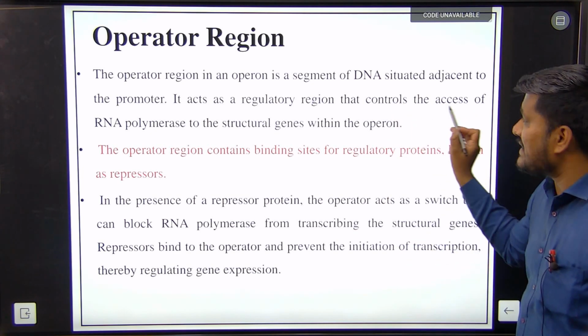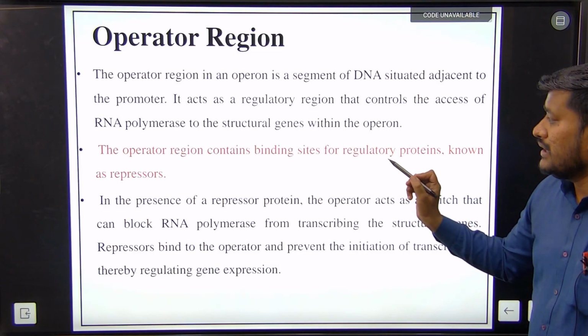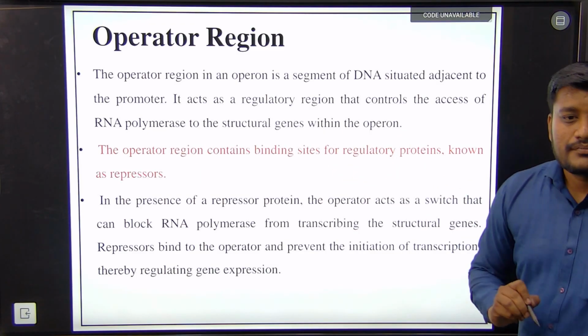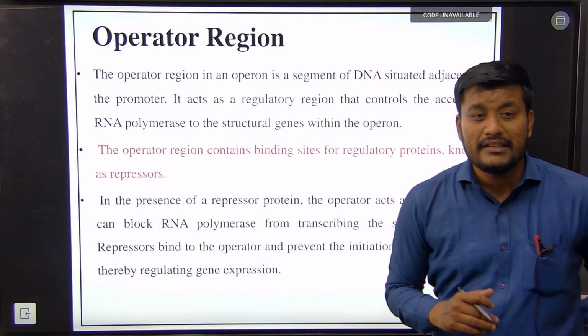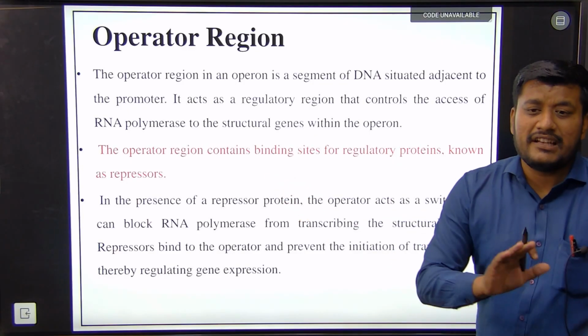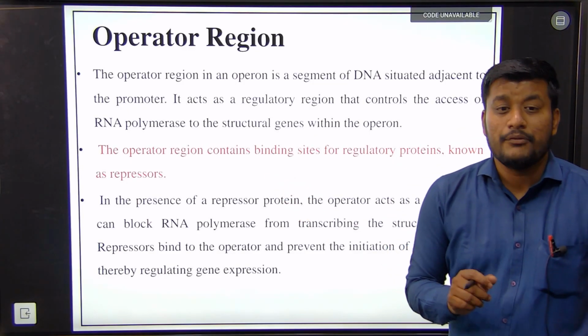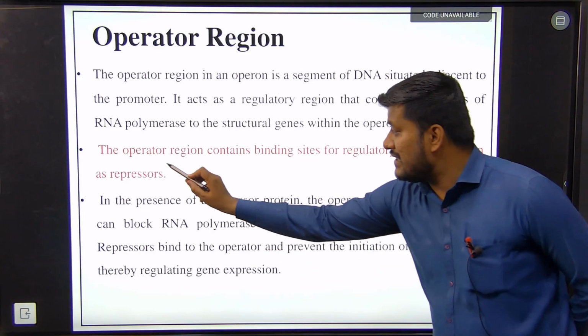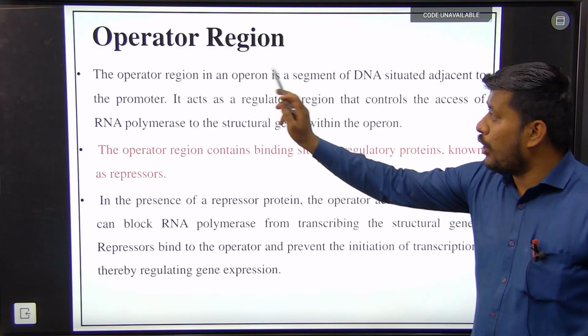That controls the access of RNA polymerase to the structural genes within the operon. The operator region contains a binding site for the regulatory protein, known as a repressor. Into the operator region, if there is enough formation of bacterial protein, the process will be stopped, when there is a binding of repressor into the operator region.